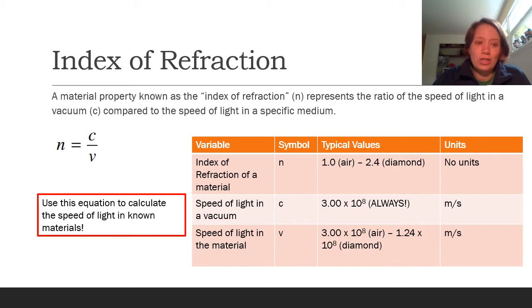We use this equation to calculate, generally speaking, the speed of light in a material that we are given. So we'll be using that. And sometimes you use this equation in combination with the wave equation from the last slide to calculate the wavelength.